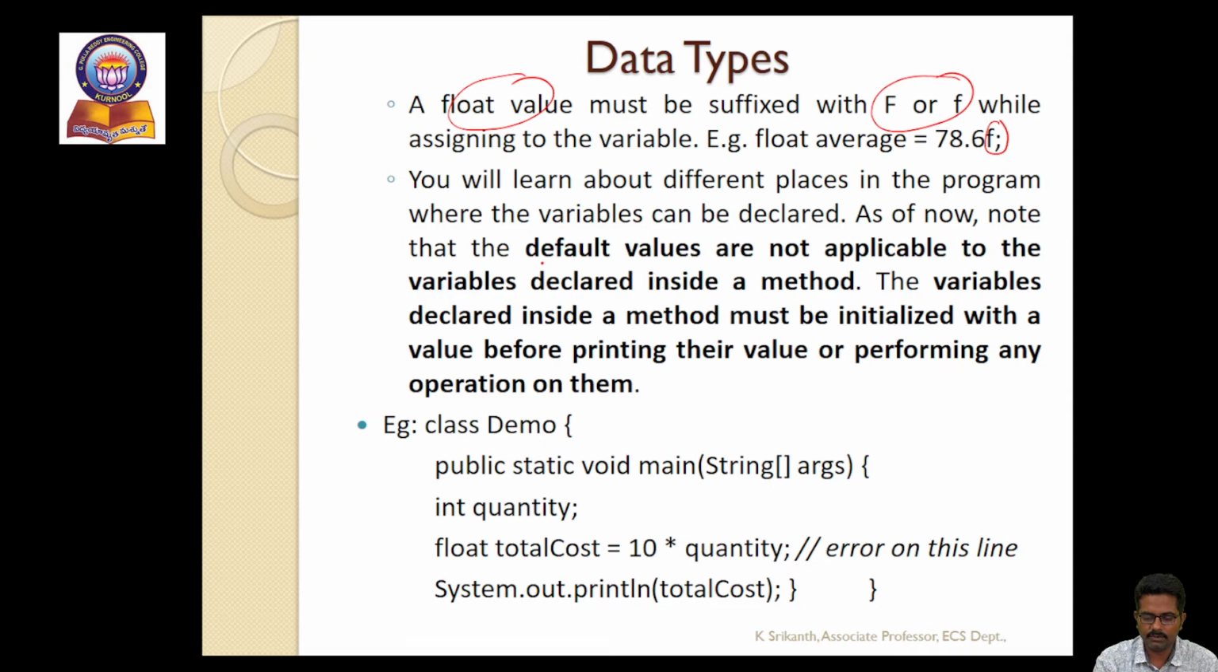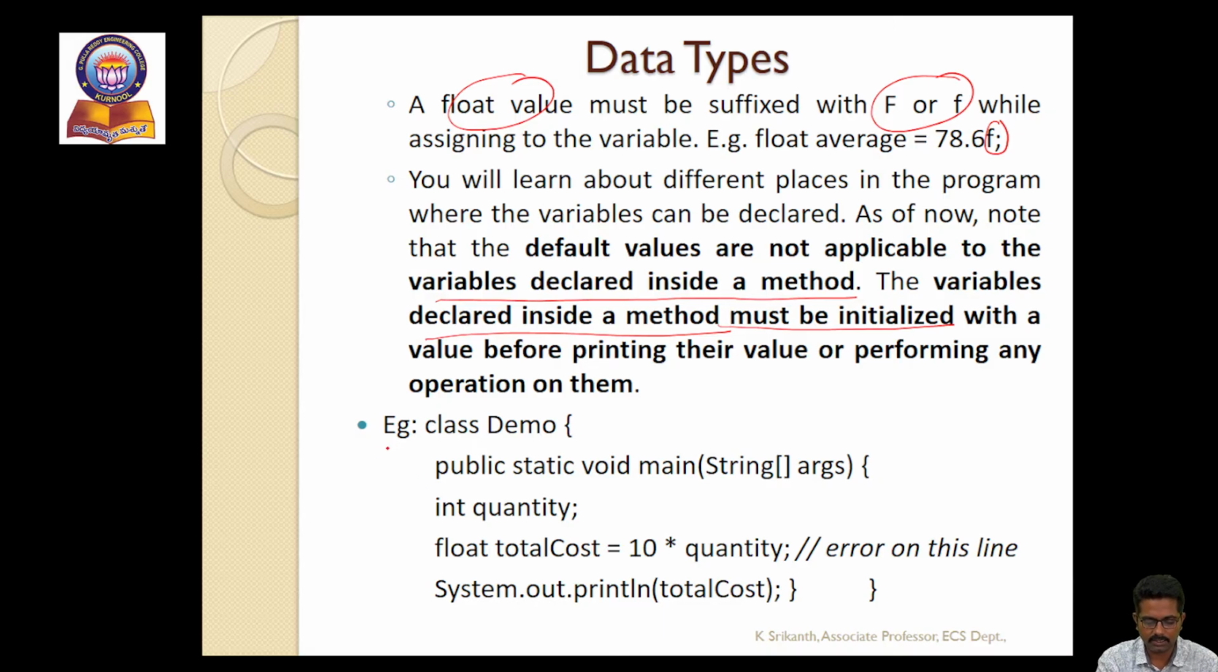The default values we discussed in the previous slide are not applicable to the variables that are declared inside a method. The default values are applicable only to the class variables, that is, instance variables. We will discuss later what a class and class variables are. At this point, we need to remember that the variables declared inside a method must be initialized. You have to give some initial value to the local variable of a method, otherwise we come across an error.